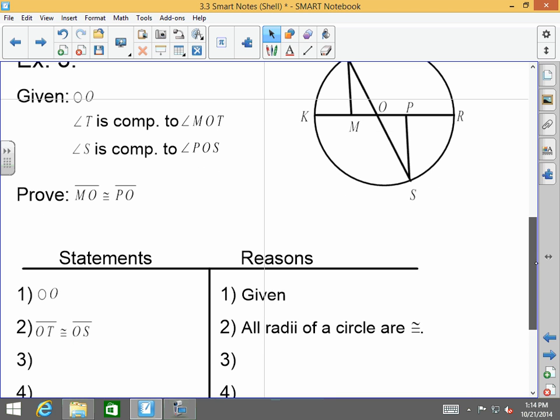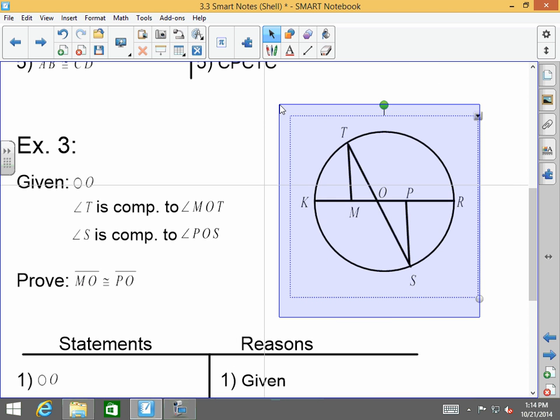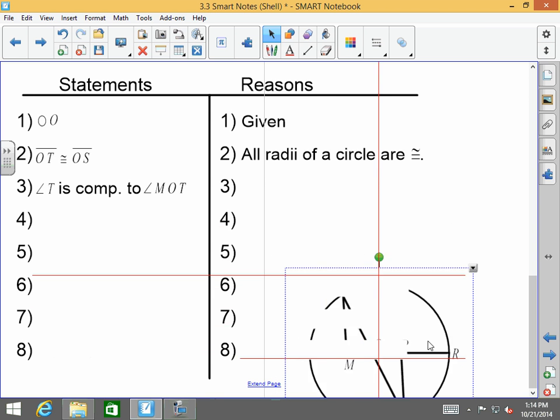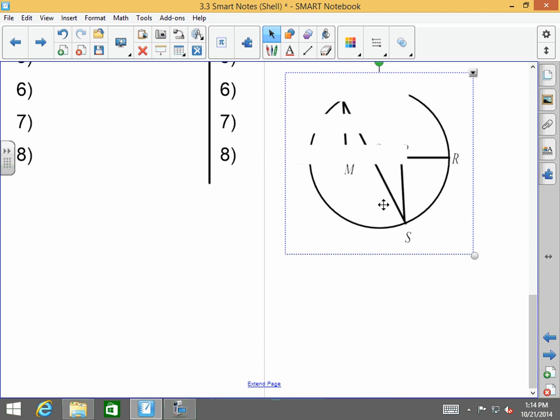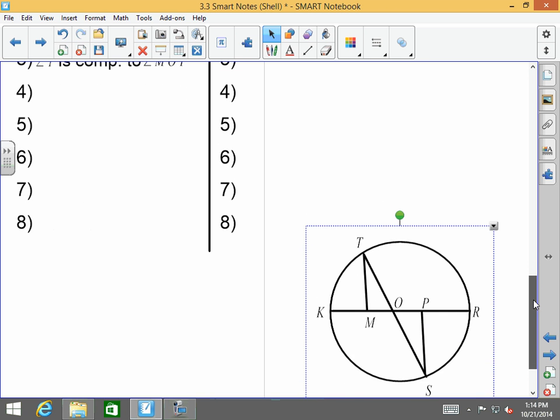Next, what would you do now? Okay, first I'm going to go with angle T is complementary to MOT. But what you said was perfectly correct. You're going to see why I went that route in a second. This is a pretty long proof, so like I've done before, let me go ahead and move this down. Hopefully that'll make our lives a little bit easier.